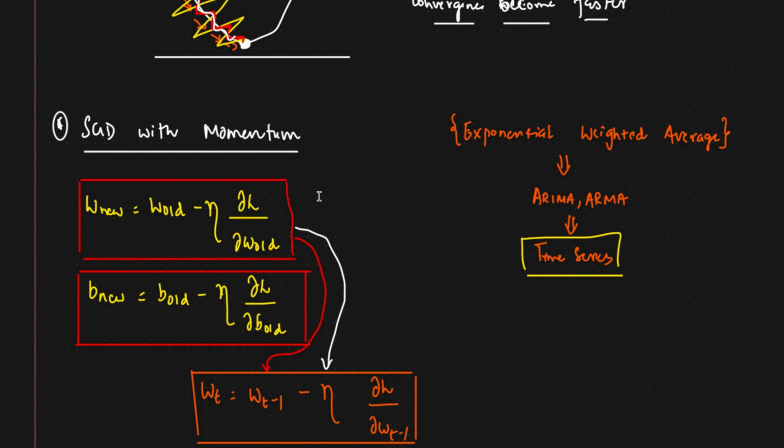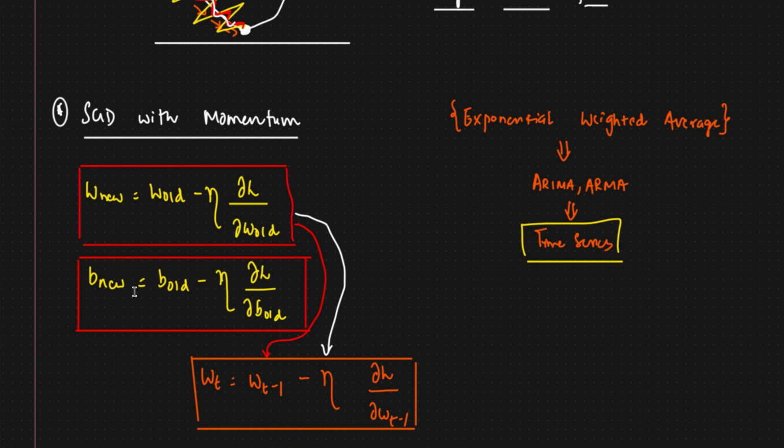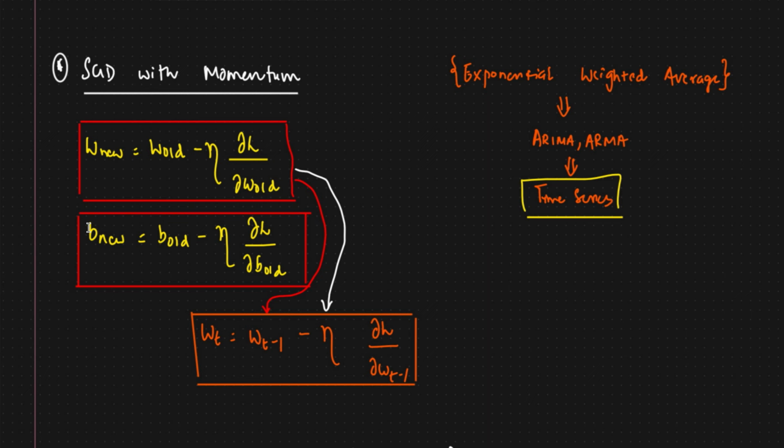SGD with momentum is like a time series. Here W new equals W old minus learning rate times the differentiation of loss divided by the differentiation of W old. Then for the bias, b new equals b old minus the learning rate times the differentiation of loss by the differentiation of b old. So how can we use this formula here?